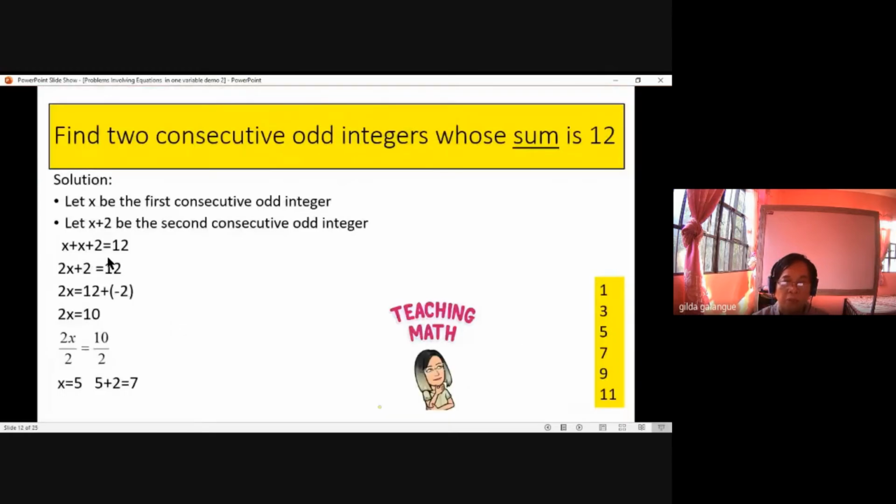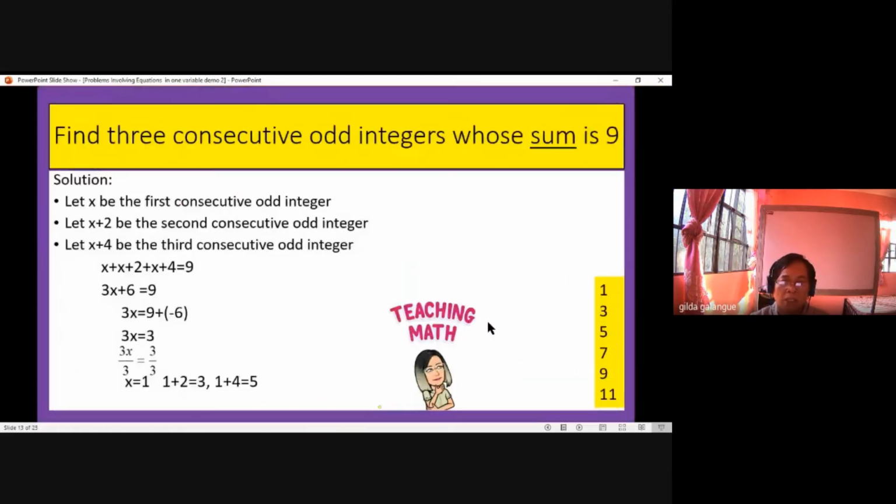We are in the next problem. Find 2 consecutive odd integers whose sum is 12. So we have the consecutive odd numbers here: 1, 3, 5, 7, 9, and 11, and the sum is 12. We have only 2, so we have 5 and 7 using mental mathematics. I have explained to you a while ago how to solve using the algebraic method. So this is the solution using the algebraic method. For the mental mathematics, the answers are 5 and 7.